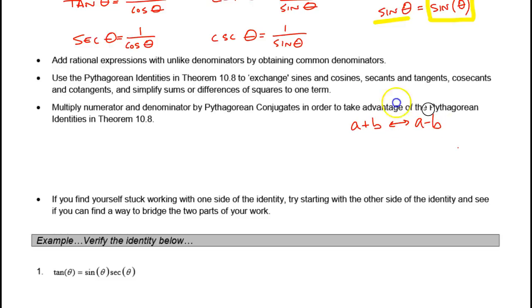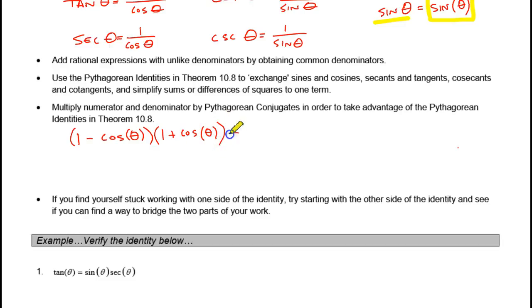And when we were working on difference quotients earlier in the year, we used conjugates to help us get rid of some radical expressions. I'll just show you real quickly what the conjugates we're going to use are to help us get back to those Pythagorean trig identities. Let's say I have the term 1 minus cosine theta. Its conjugate is 1 plus cosine theta.